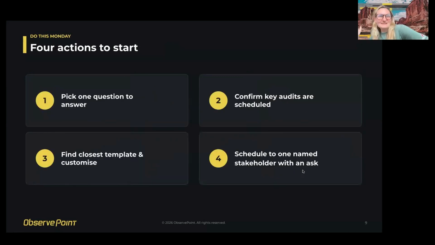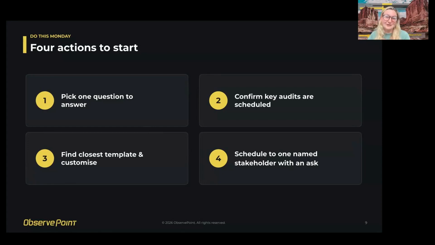So let's talk about taking action. Here are four quick things that you can set an alarm for yourself to do Monday morning. Firstly, pick one question your stakeholder actually wants answers for. That might be, are we compliant? Are we spending well on our web tech? Are we missing analytics anywhere? Etc. Then confirm the audits behind that question are actually scheduled and have been running.